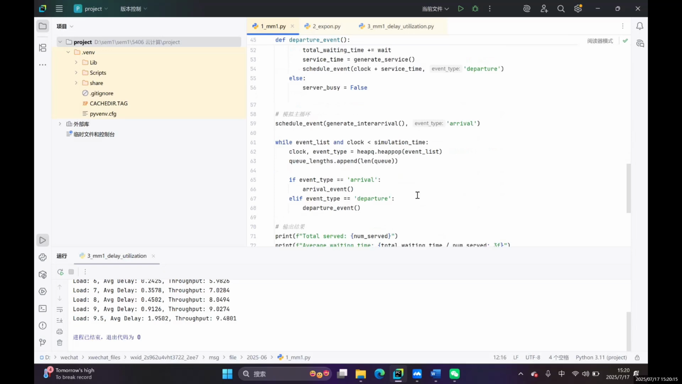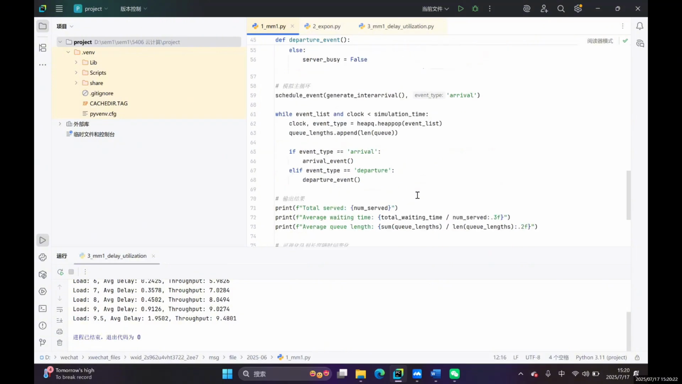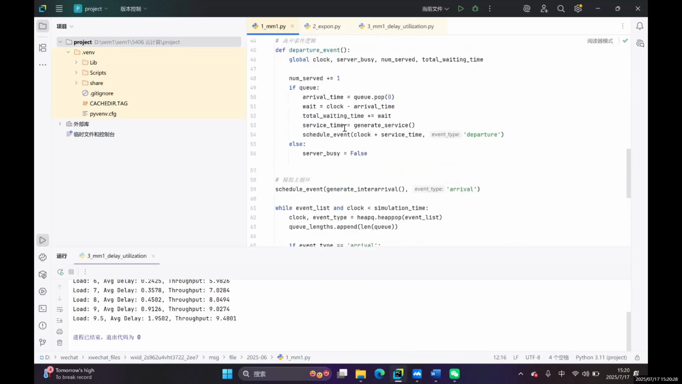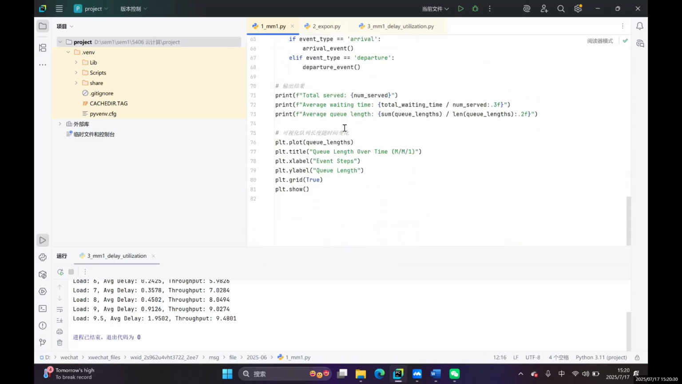Then we schedule the first arrival event and run the whole loop, which continues until we reach the simulation time at the top. Finally, the code will print total served, average waiting time, and average queue length, and show a picture of queue length over time, which helps me visualize the system congestion. Now I'll run the code.